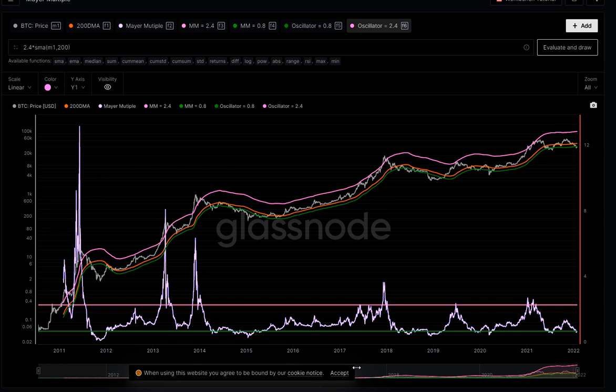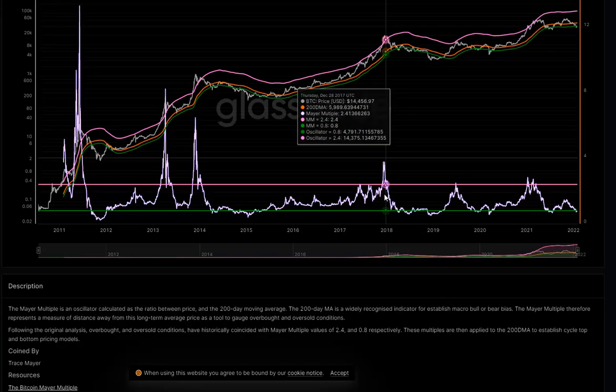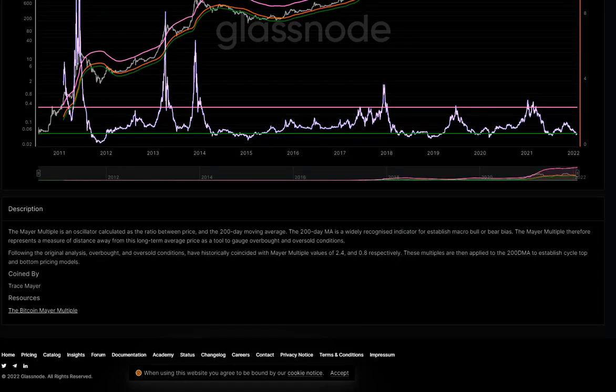Chris here. I want to bring you all an update today, and what we're going to be looking at is Glassnode, and this is going to be for Bitcoin. I want to look at the Mayer multiple, and what the Mayer multiple is. It says the Mayer multiple is an oscillator calculated as the ratio between price and the 200-day moving average.